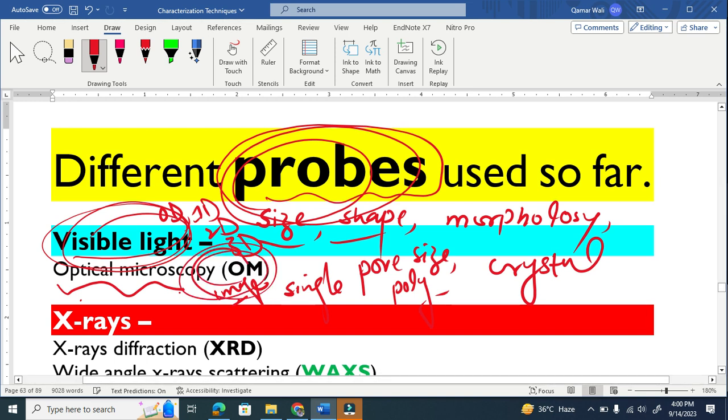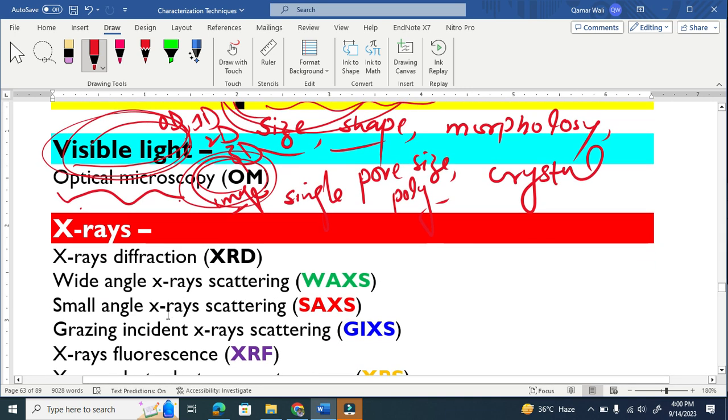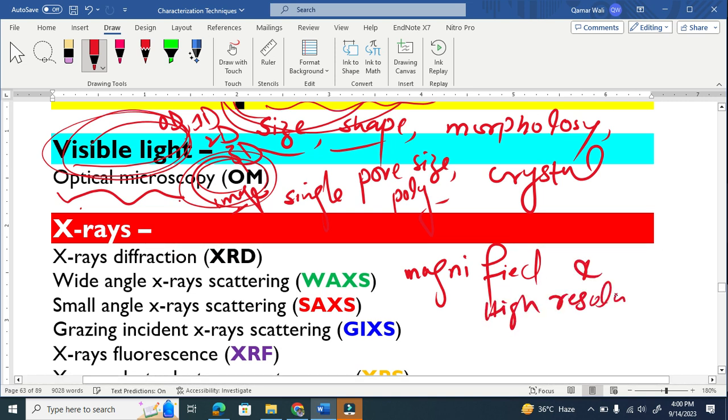So nowadays, people use modern techniques to reveal very deep information and to get magnified images and high resolution images. I will explain in the next video what resolution and magnification basically mean.